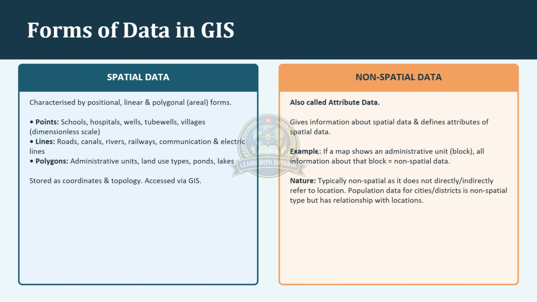Okay, now forms of data in GIS. There are two types of data in GIS: spatial data and non-spatial data. Spatial data is characterized by positional, linear and polygonal areal forms.